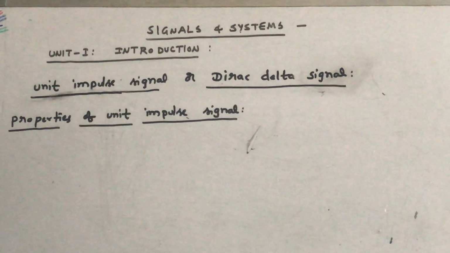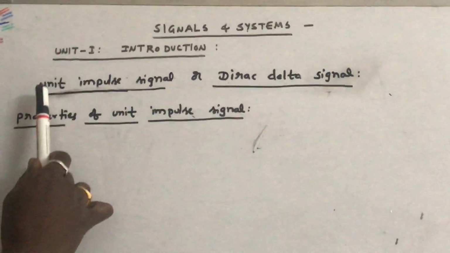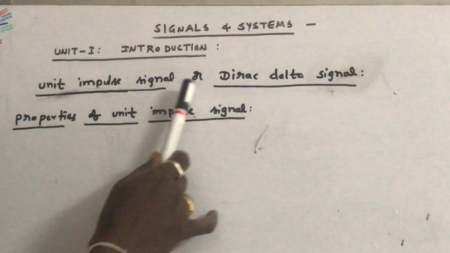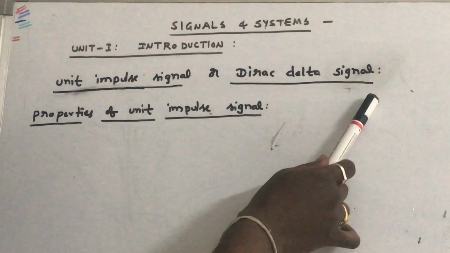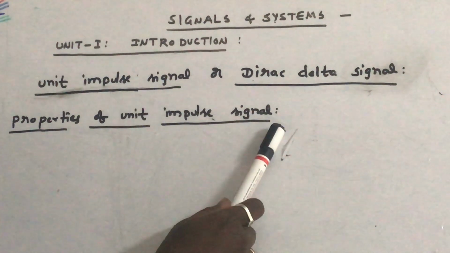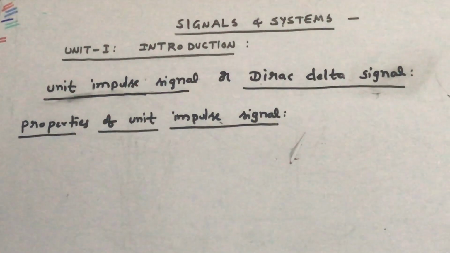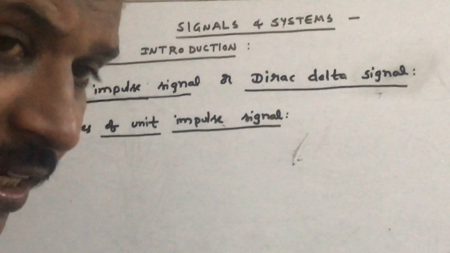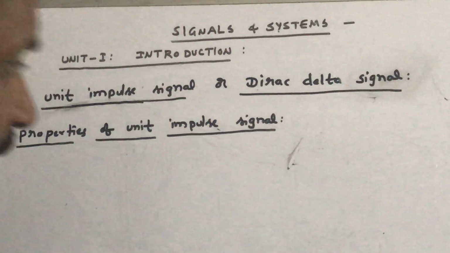Hi. So in the previous lecture we defined the unit impulse signal, which is also called the Dirac delta signal. Today in this lecture we will see the properties of the unit impulse signal, another important question in the examination. Before that, let us revise the definition of the unit impulse signal and how it is represented.